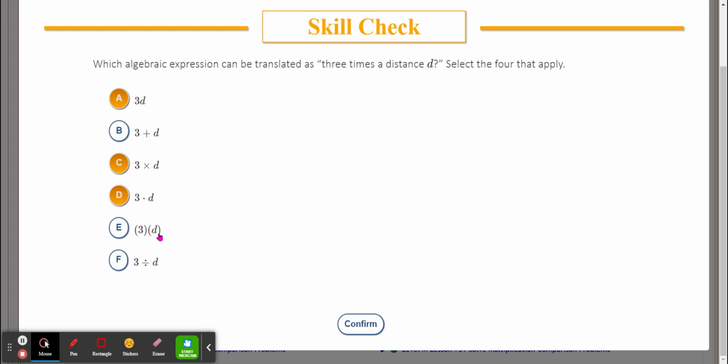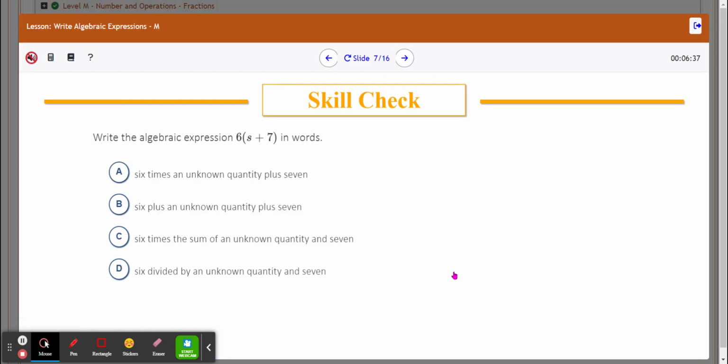Well, again, these two are directly touching each other, even though there are parentheses there. So it's also 3d. There's not always going to be one way to write an algebraic expression. Here, 3 times distance d, all 4 of these are a way of showing that. They're all saying 3 times d. Let's look at another example. It says, write the algebraic expression 6(s + 7) in words.